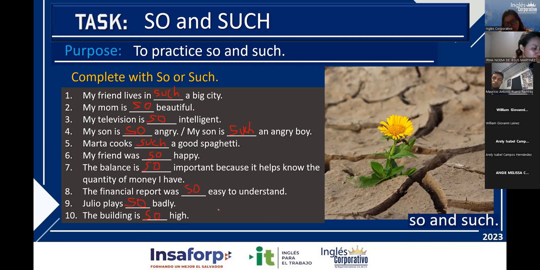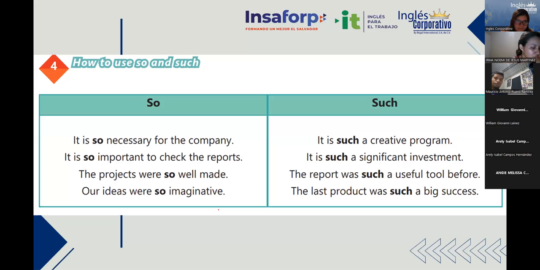Any questions there? No questions. Okay. Now, just refreshing, so and such, right? So necessary, so important, so well, so imaginative, but such a creative program, such a significant investment, such a beautiful tool, such a big success.